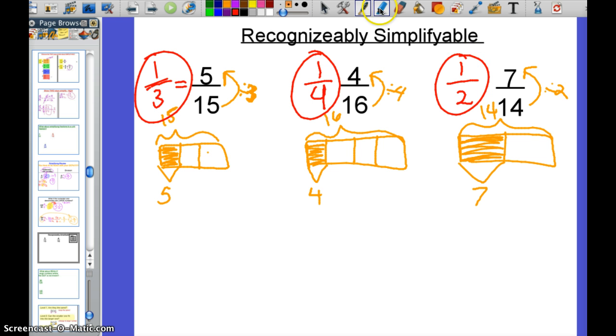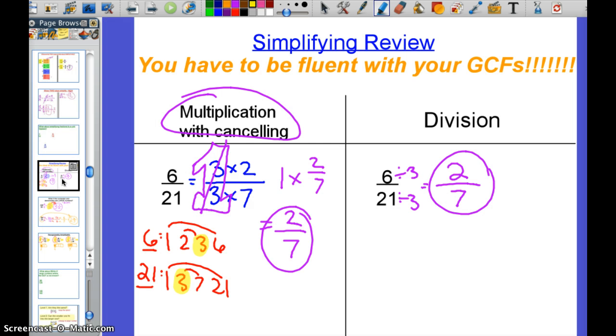So there's this relationship here and here. Divide by 3 and 1/3. Divide by 4 and 1/4. And divide by 2 and 1/2. So that's something that I would expect you to pick up on quickly, okay? So just to go over what I'm looking for is, can you simplify using the GCF? Okay, can you immediately recognize the GCF? Or if you can't immediately see it, can you list out the factors like we did here and find it?